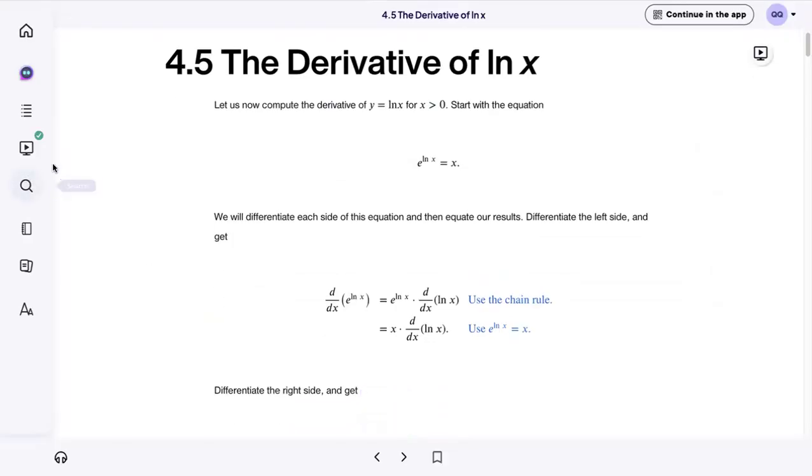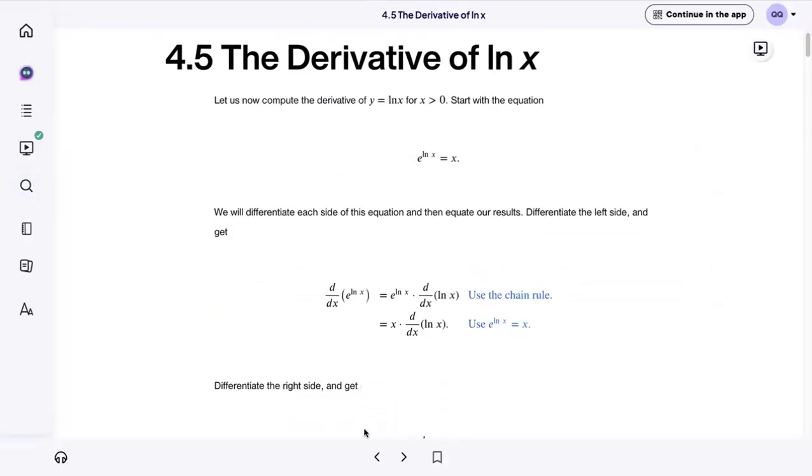Let's see 4.5. So this property is very useful: e raised by ln x equals x. All right, a couple of things we need to remember. Natural log of 1 equals 0. ln e equals 1. ln e raised by x equals x. And also e raised by ln x equals x. These properties we need to remember.